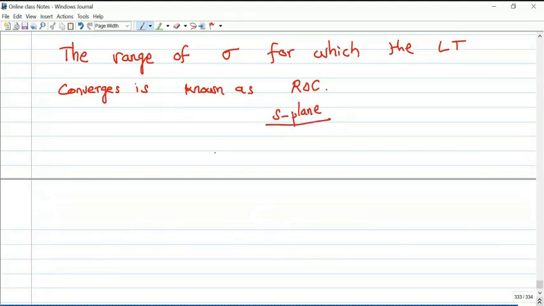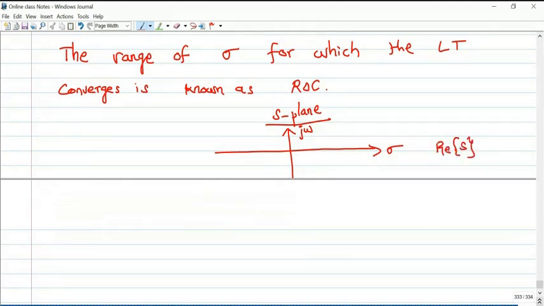In the S plane, S equals sigma plus j omega. Sigma is the real term, and j omega is the imaginary term. So sigma is on the x-axis, or sometimes we call it the real part of S. Either you can mention sigma or real part of S. What is the real part of S? Sigma. J omega is on the imaginary axis, or it can be represented by the imaginary part of S.